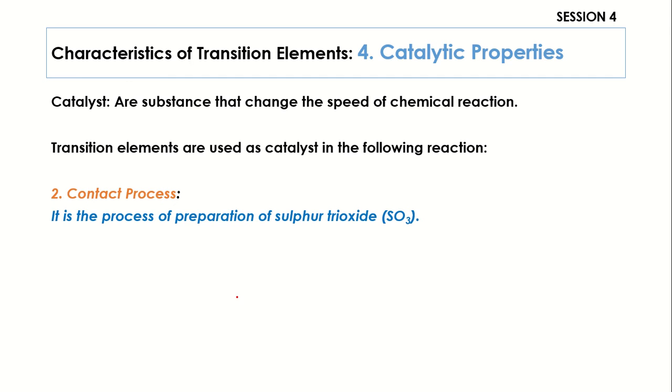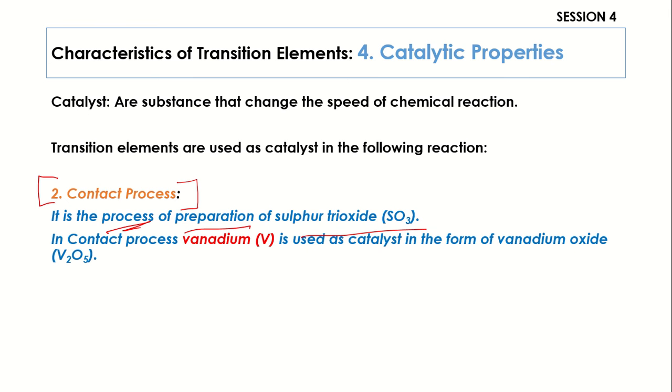The process for preparing sulfur trioxide is known as the contact process. In the contact process, the transition element vanadium is used as catalyst. But when vanadium is used as catalyst, it should be used in the form of vanadium oxide, that is V2O5.